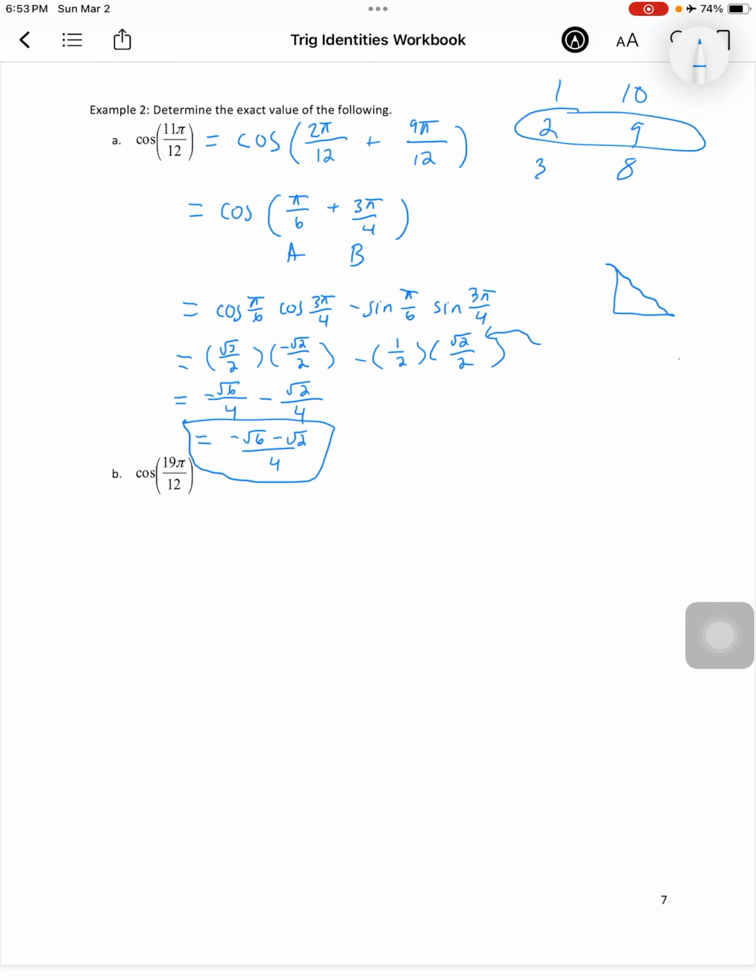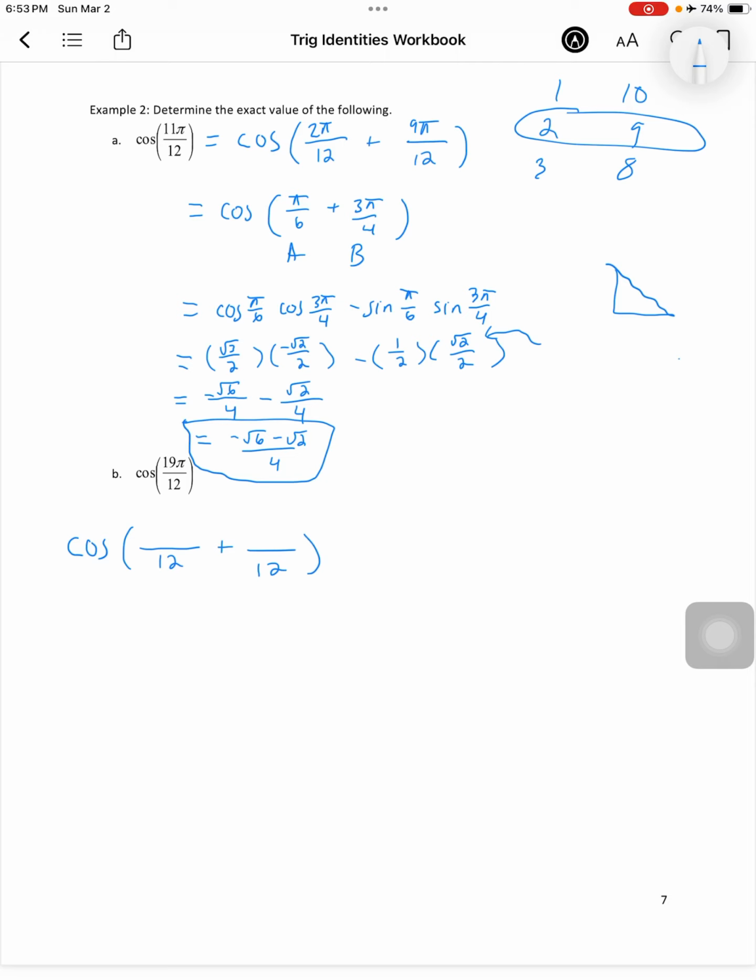So now we're going to do cos. So here, cos 19 pi over 12. So we have to break up our fraction again, and because it's a positive fraction, it's going to be broken up by positive fractions.